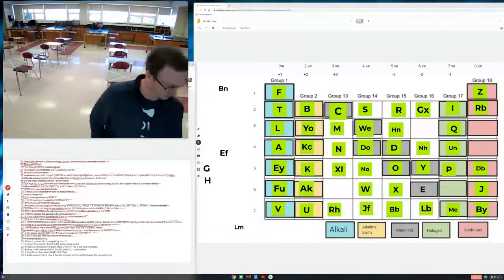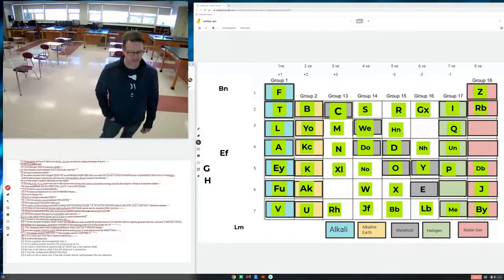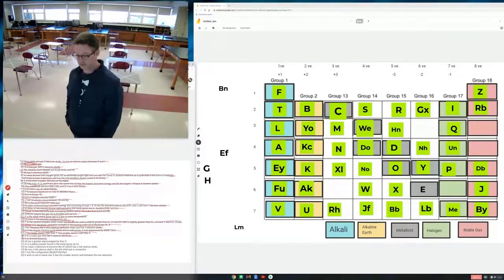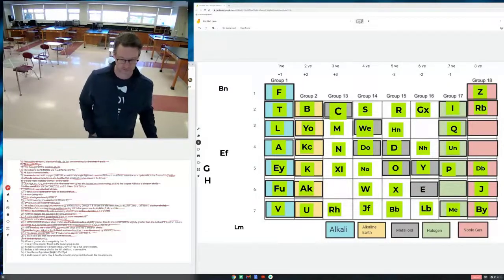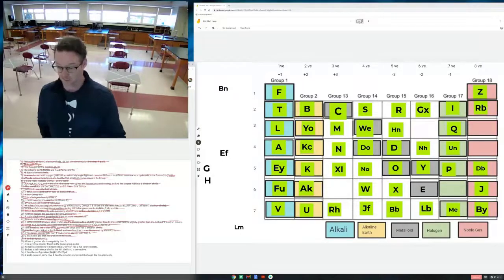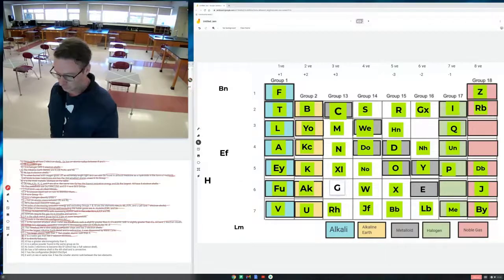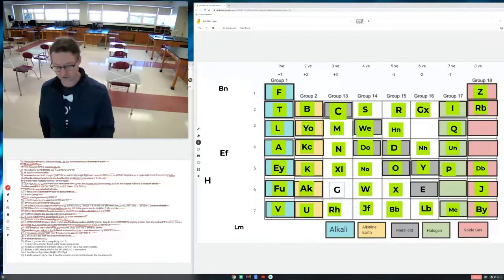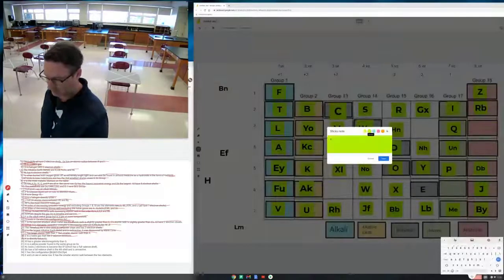XL has a greater electronegativity than G. We don't have G on here yet. So the fact that XL's electronegativity is greater than G means either it's above G or it's to the right of G, because that's the trend. Electronegativity gets bigger going up and to the right. Well, there really isn't anything to the right of XL. So in order for G to have a lower electronegativity, it means it needs to be below XL. So that gives us that.